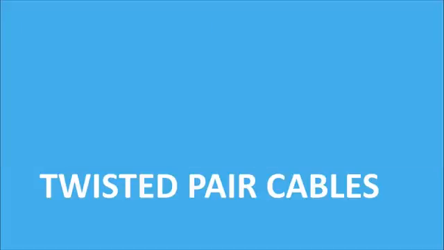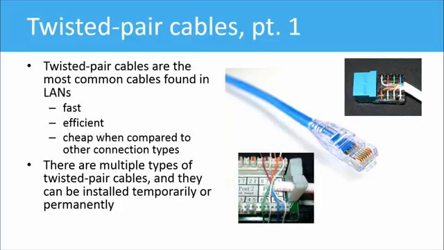And we'll touch on that a little bit more here in just a few moments. But first, let's focus on twisted pair cables. So twisted pair cables, once again, they're very commonly found, the most common, in fact. And the reason being is that they're cheap. They're pretty fast, and they're really efficient at sending data via electrical pulses. Multiple types of twisted pair cables are available, and they can be installed temporarily or permanently.